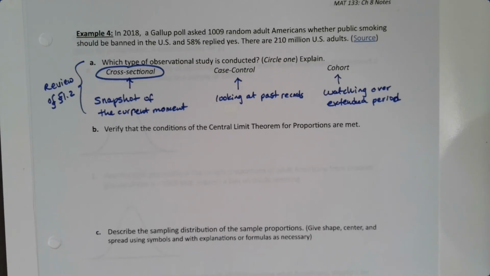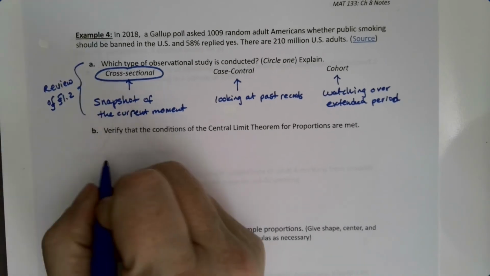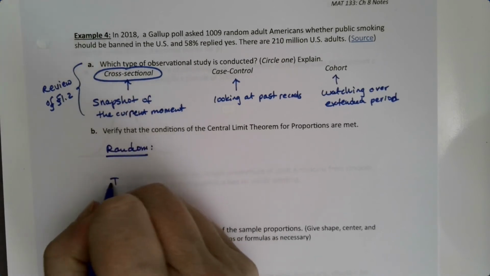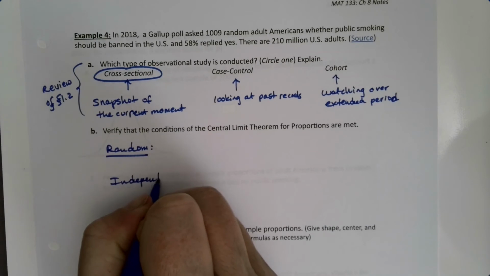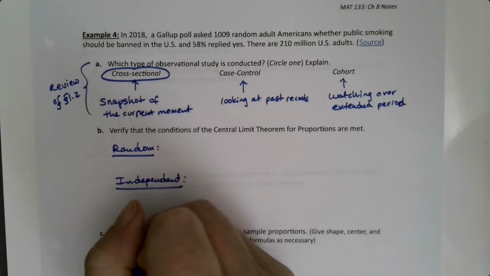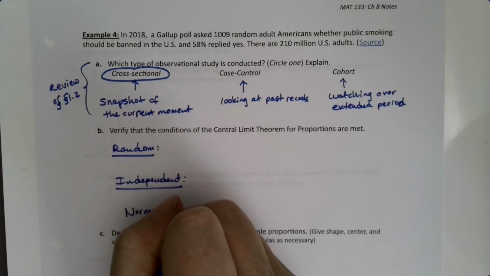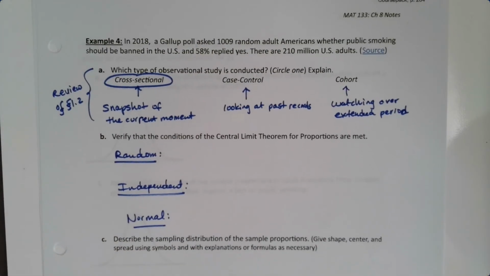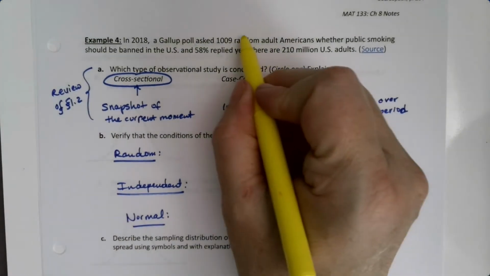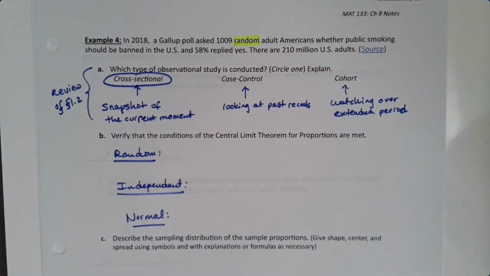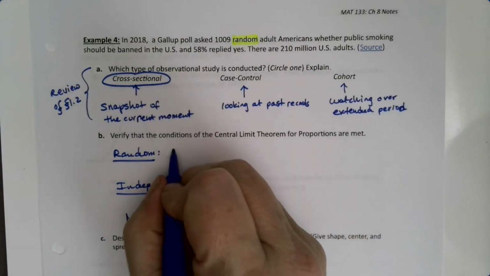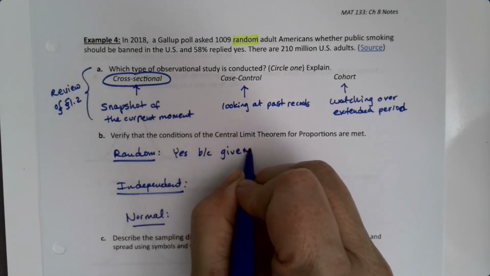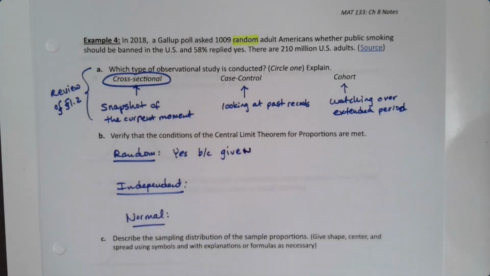The conditions are random, independent, and normal. Random is the easiest one because random is given. I wrote it right up here at the top. So random is yes because it's given. It's literally written in the problem that it is random.